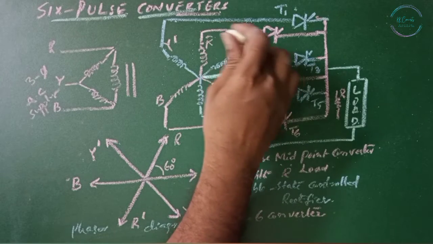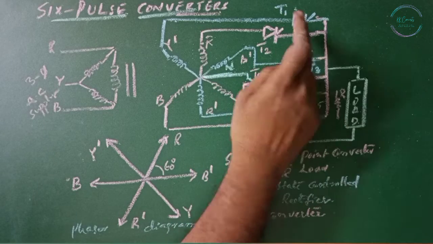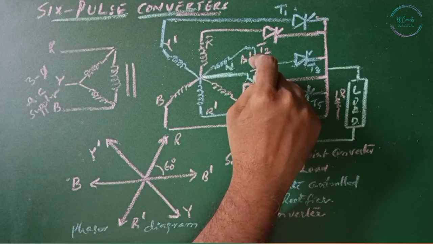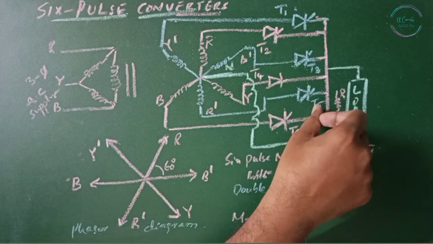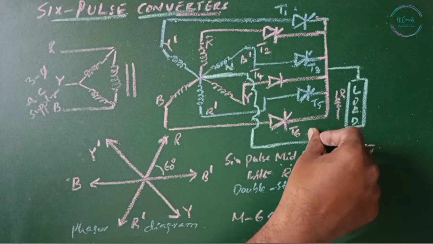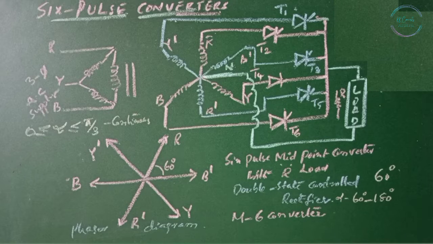If the R phase is positive, then T2 can turn on. If the Y1 phase is positive, T1 can turn on, since T1 is forward biased. And if Y is positive, T4 can turn on; R dash is positive, T5 can turn on; B is positive, T6 can turn on, as these thyristors are forward biased when the supply connected to them is positive. Now, each thyristor can conduct for a maximum period of 60 degrees. SCRs are triggered in the sequence T1, T2, T3, T4, T5 and T6 at 60 degree intervals.